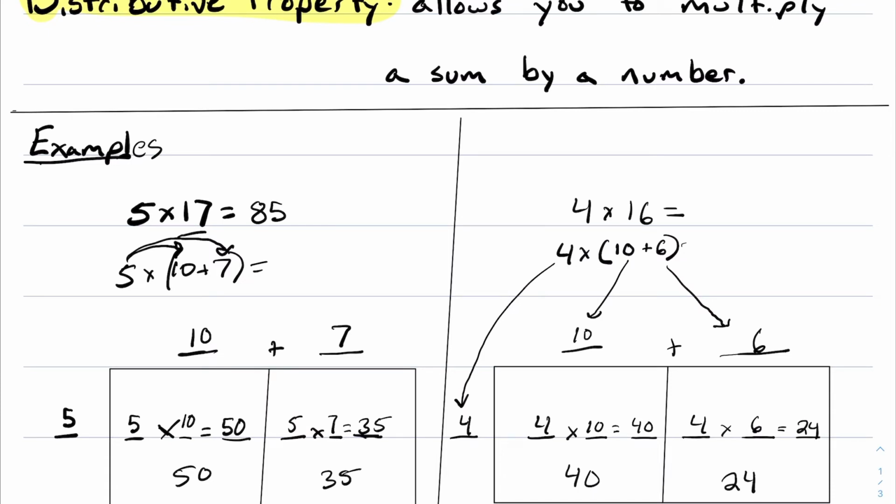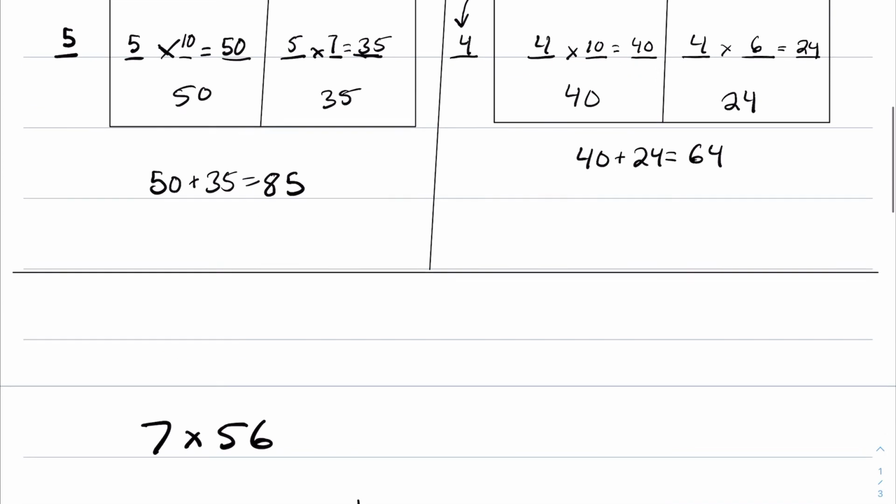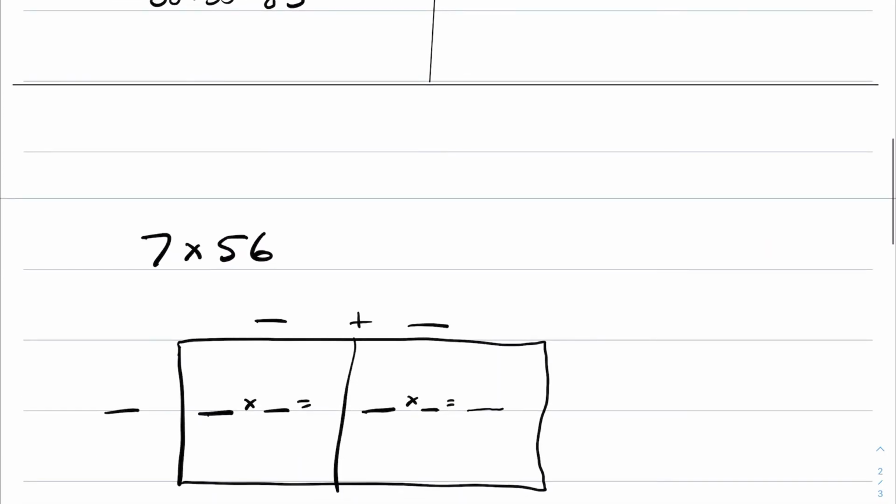Then to get our product of 4 times 16, we take our 40 and add it to 24, and that's going to give us 64. So 4 times 16 is going to equal 64. Okay, let's take a look at one more example here. We have 7 times 56. A pretty big number, 56 there, but we're going to use the same strategy.